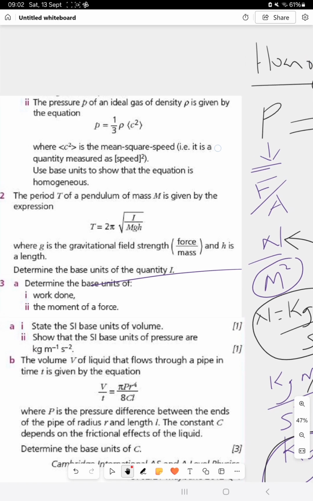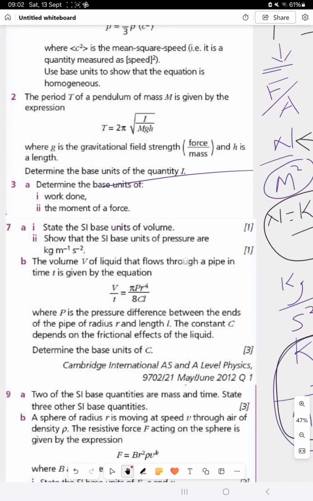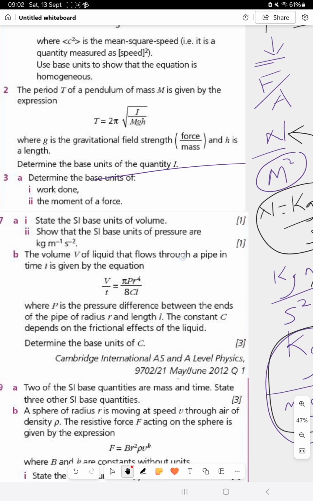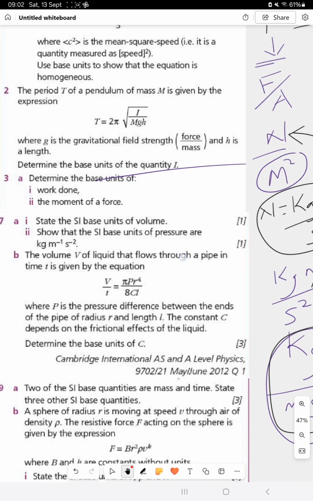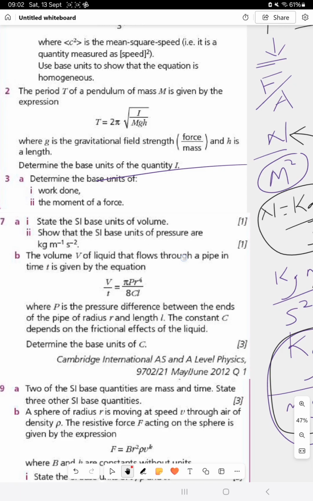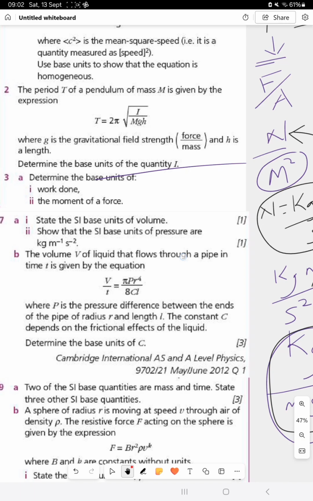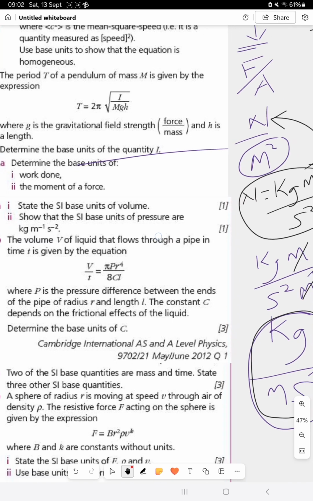As per my questions over here. Question 2. The period T of a pendulum of mass m is given by the expression T is equal to 2 pi square root of I over mgh, where g is the gravitational field and it's given by force over mass, and height is the length. Determine the base units of the quantity I.